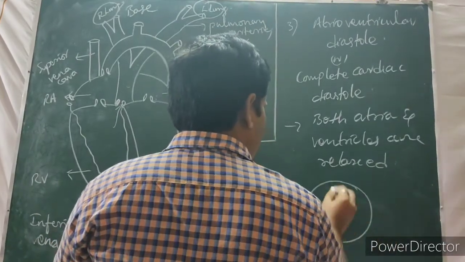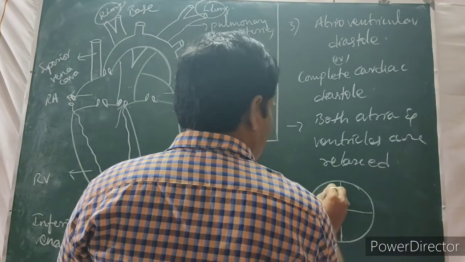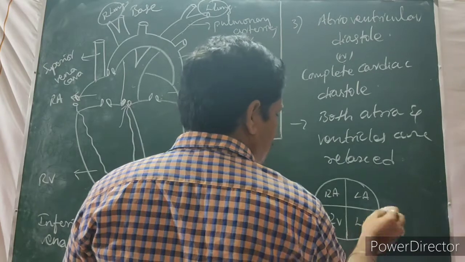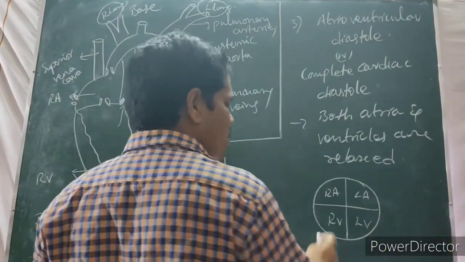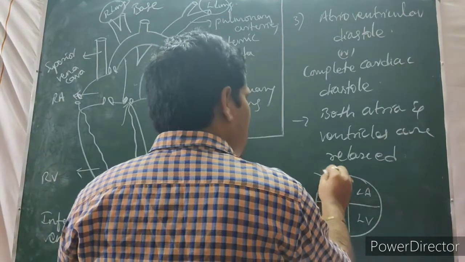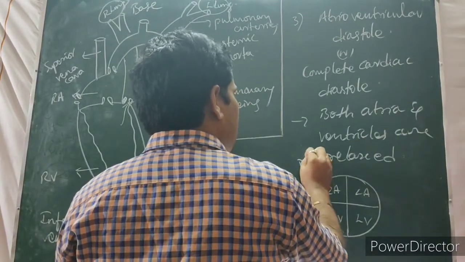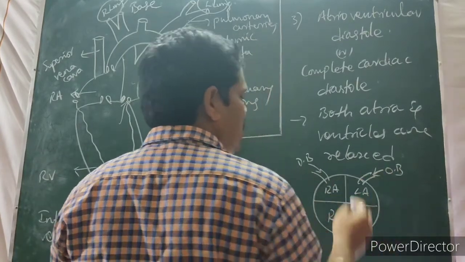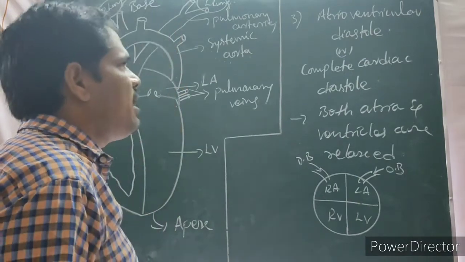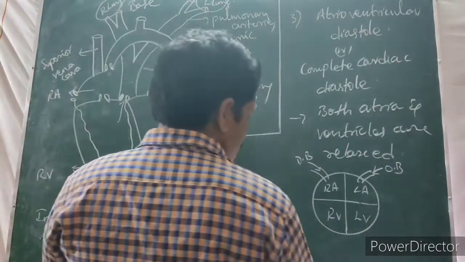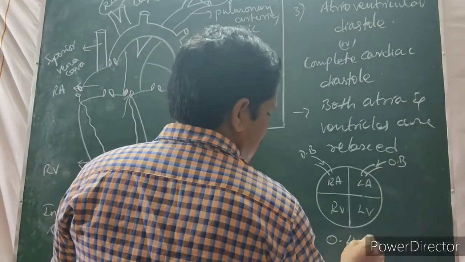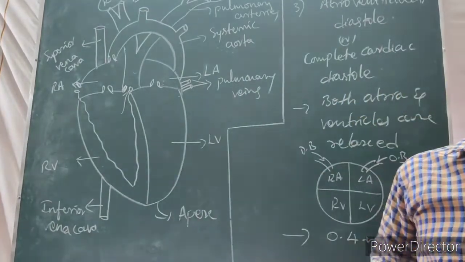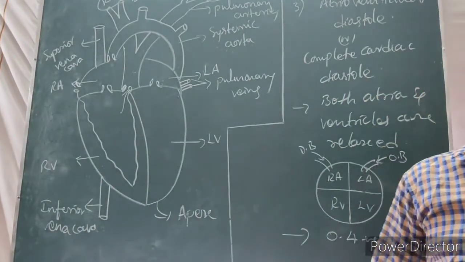So here, what happened? Both the atria and ventricles are relaxed. Due to the relaxation of both the atria and ventricles, new deoxygenated blood enters here, and new oxygenated blood enters into the left atrium. So that is the use of the atrioventricular diastole. It requires 0.4 seconds. So for completion of one cardiac cycle, the time required in the heart is 0.8 seconds.